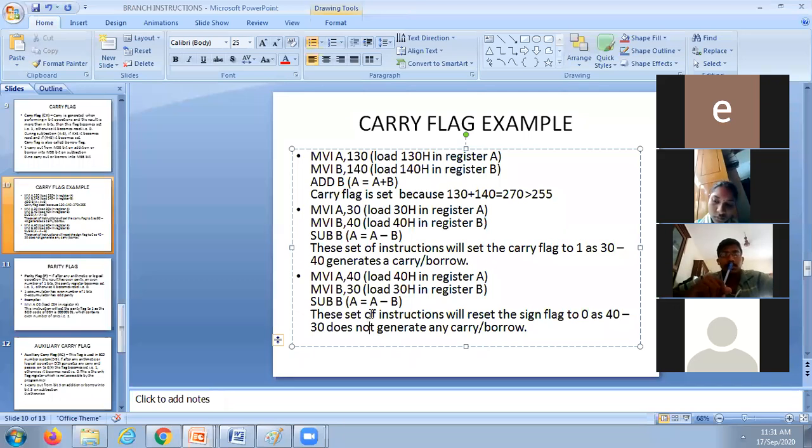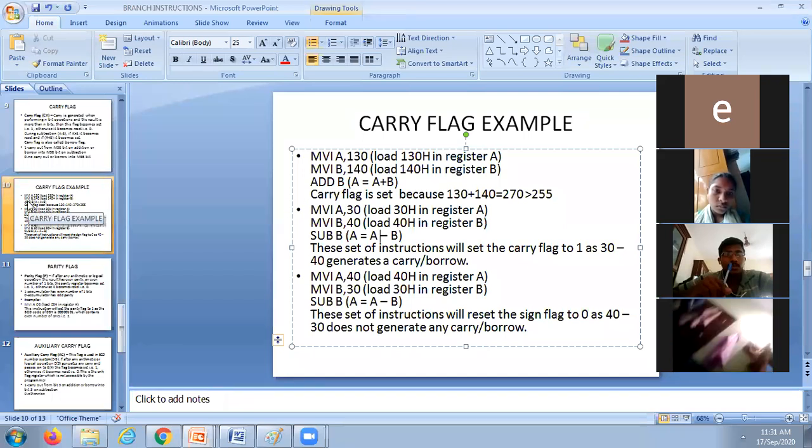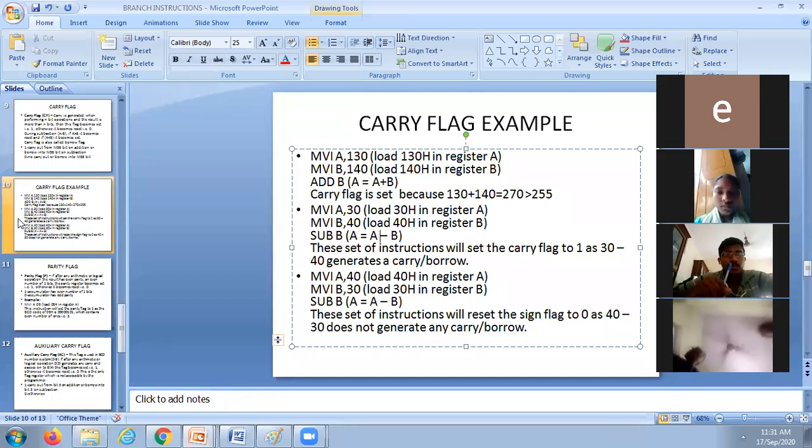Remaining bottom two, these two are subtraction operations. Now is it clearly understood? The carry flag. Is it understood or not? Tell me, is it understood or not?